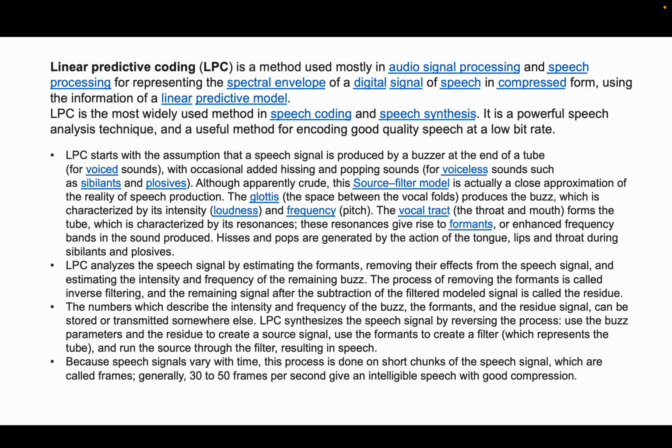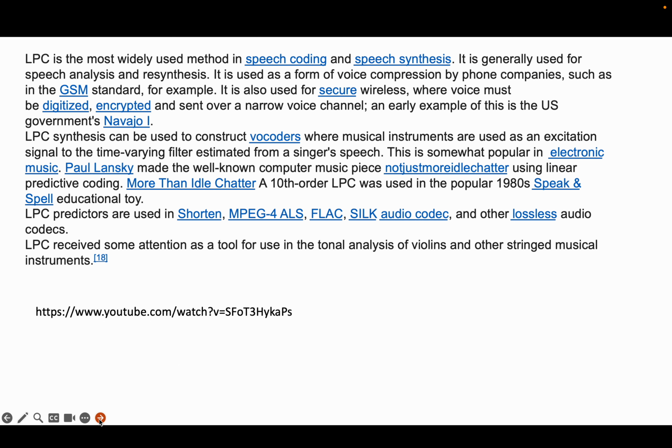So because speech signals vary with time, you usually do this on short chunks of the speech signal called frames. You generally have 30 to 50 frames per second to give intelligible speech with good compression. It's the most widely used method in speech coding and speech synthesis. It's used for speech analysis and resynthesis, and it's also used as a form of voice compression. Began many years ago by phone companies, used in several standards for voice compression.